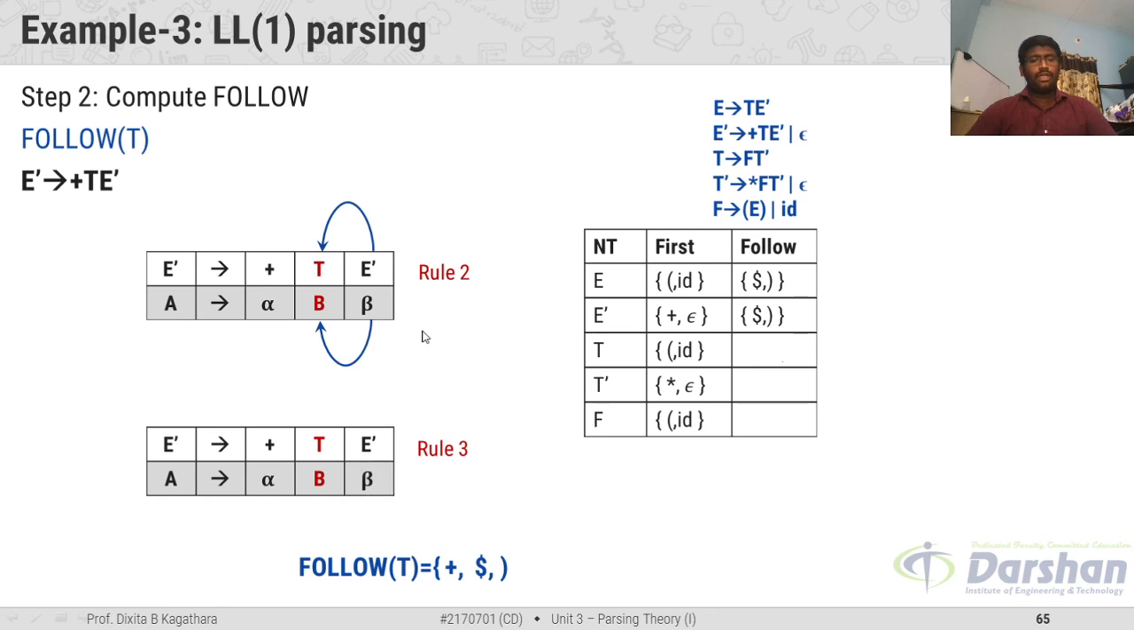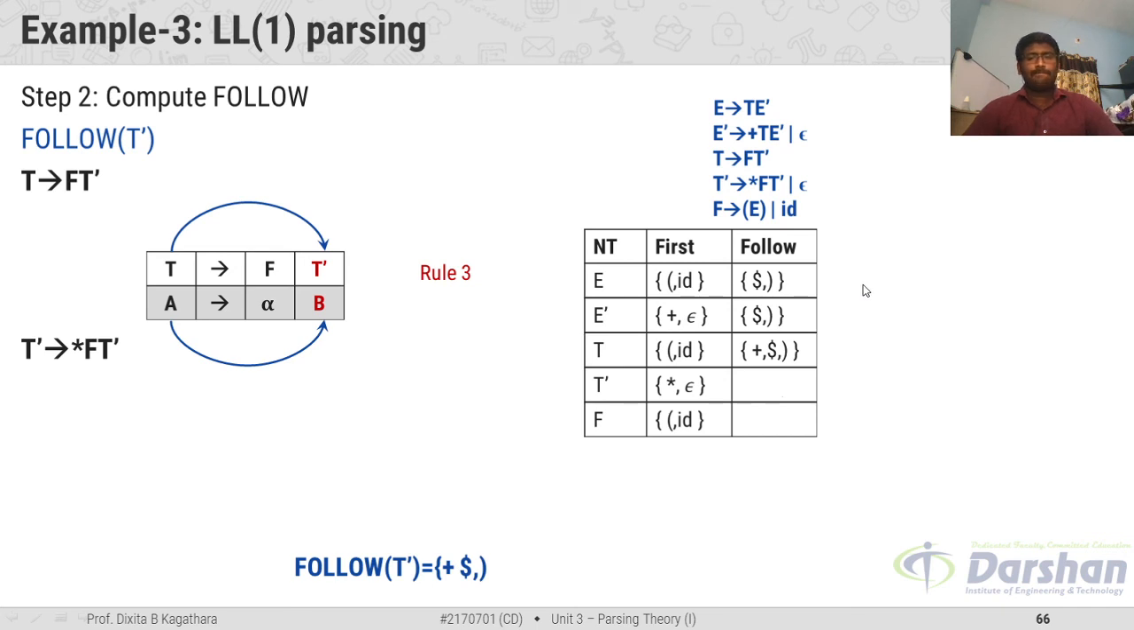Whatever both the rules you apply, rule 2 and rule 3, follow of T equals plus comma dollar comma right parenthesis. These are the things we will get for follow of T after applying rule 2 as well as rule 3. E dash is over, follow of T is also over. So T is followed by two things, here E dash and here also E dash. That's over.